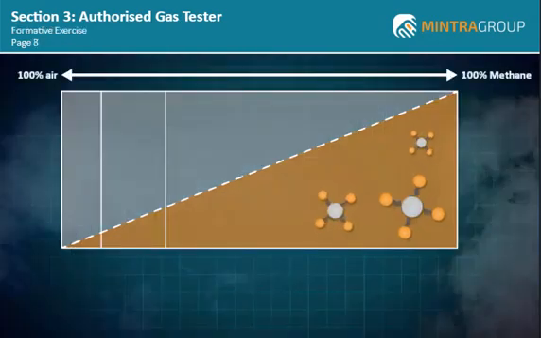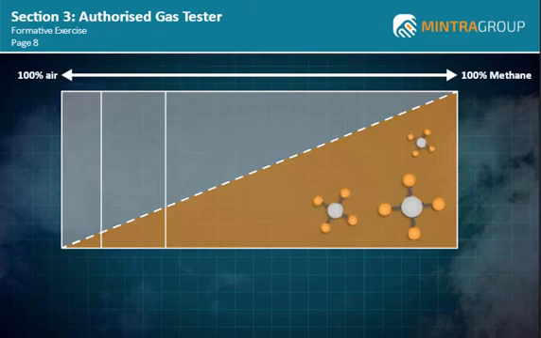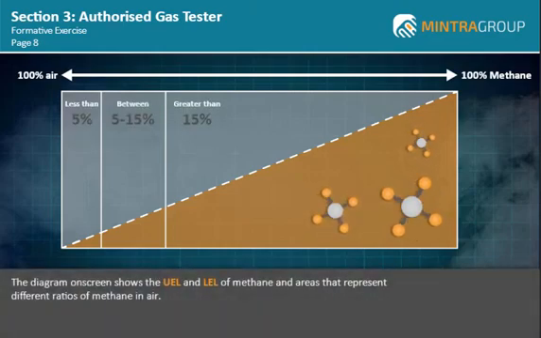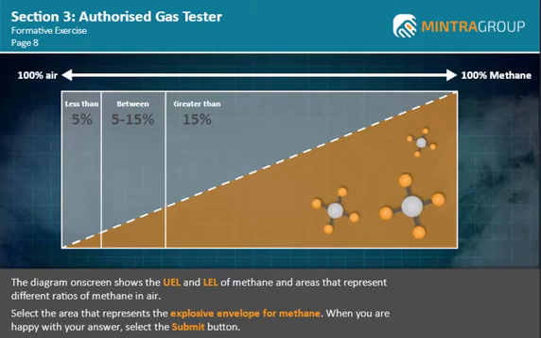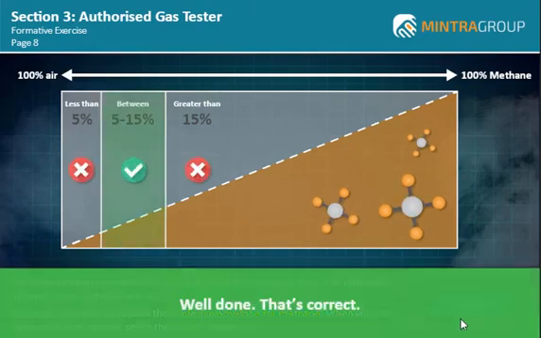Let's try an exercise to test your understanding of the terms and definitions that you've come across in this section. The diagram on screen shows the UEL and LEL of methane and areas that represent different ratios of methane in air. Select the area that represents the explosive envelope for methane. When you're happy with your answer, select the Submit button. Well done! That's correct.